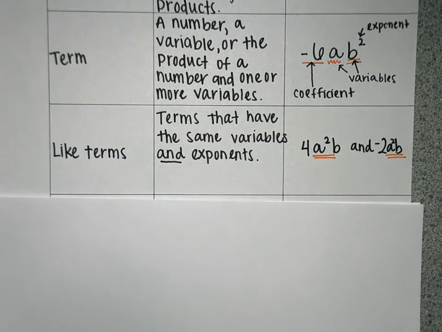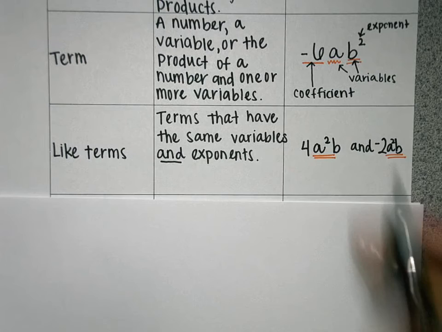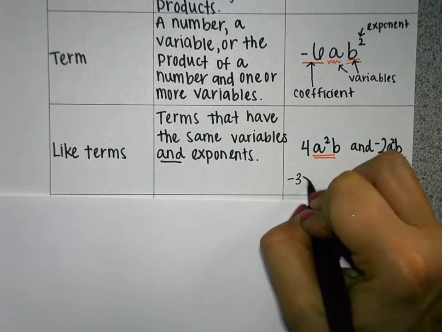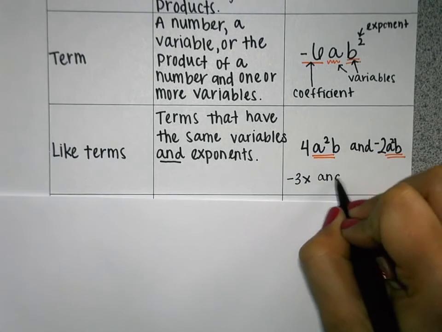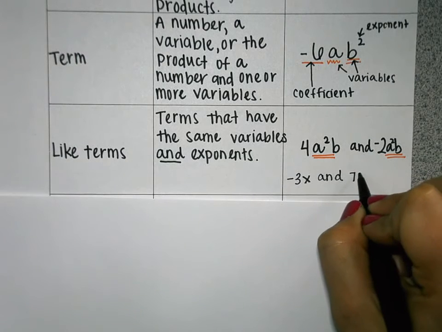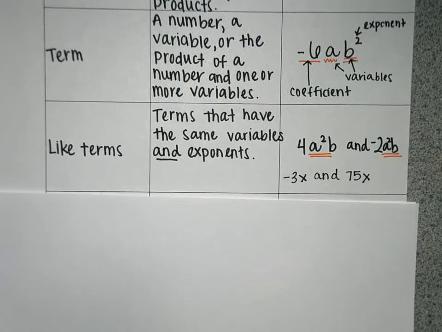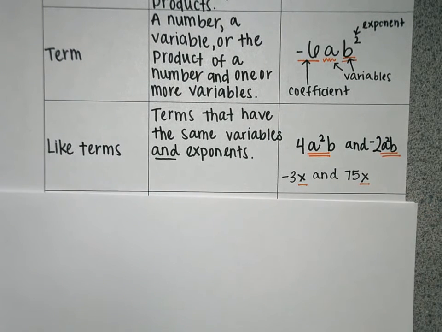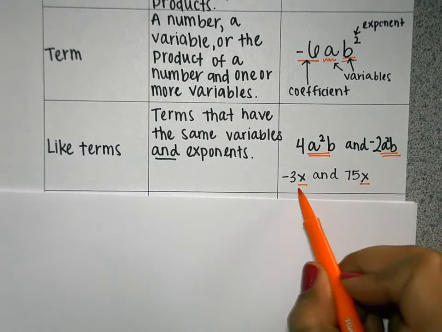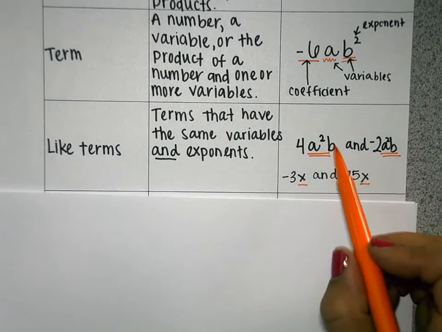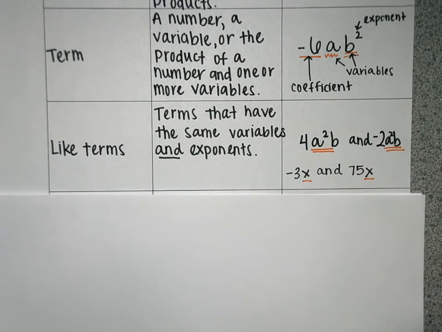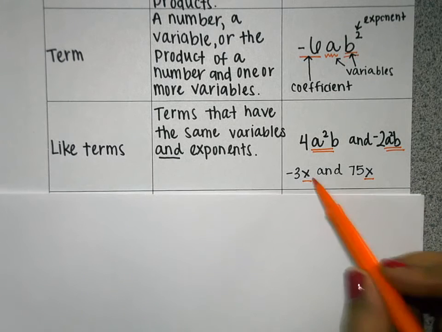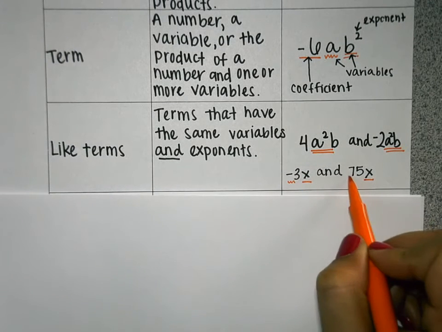Another example of like terms could be negative 3x and 75x. These are both like terms because they both have x attached to it and nothing else. So the variables need to match as well as the exponents attached to the variables. So everything that is attached to the coefficients needs to match.